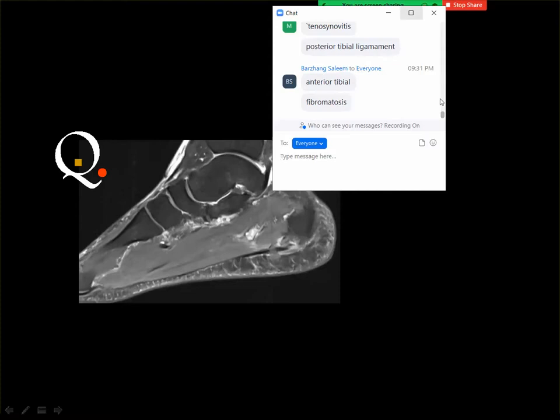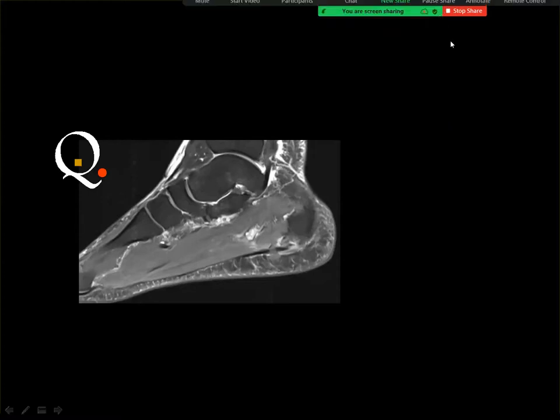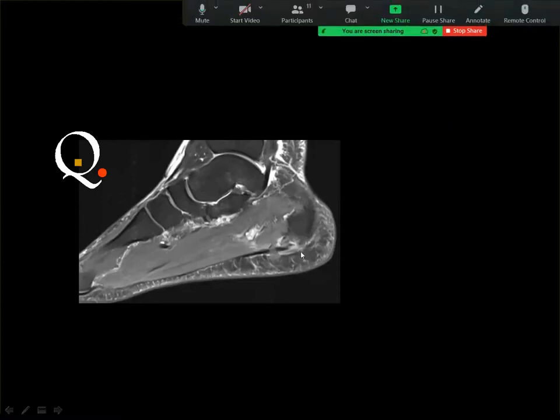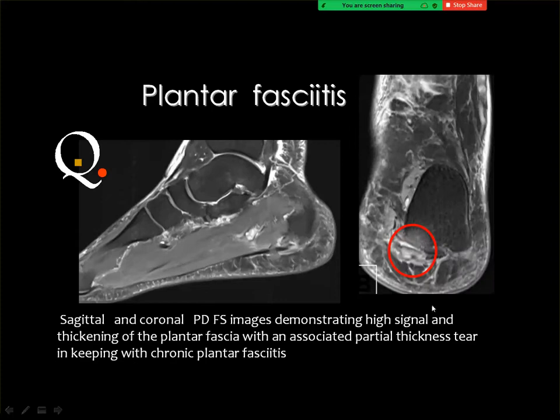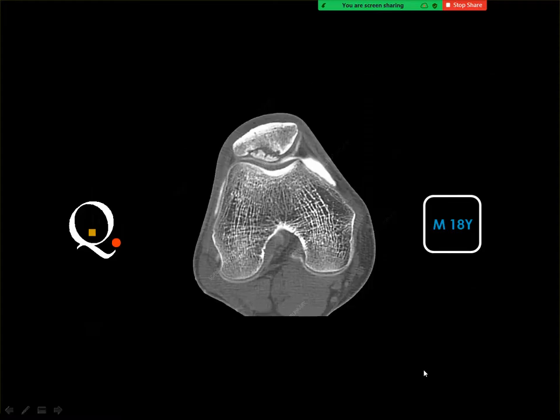Fibromatosis, you mean plantar fibromatosis? There are no masses here. Plantar fasciitis, this is the right answer. You have abnormal signal surrounding the plantar fascia with edematous changes in the fat in the sole of the foot. And here you can also see in the coronal image, and this is diagnostic of plantar fasciitis.